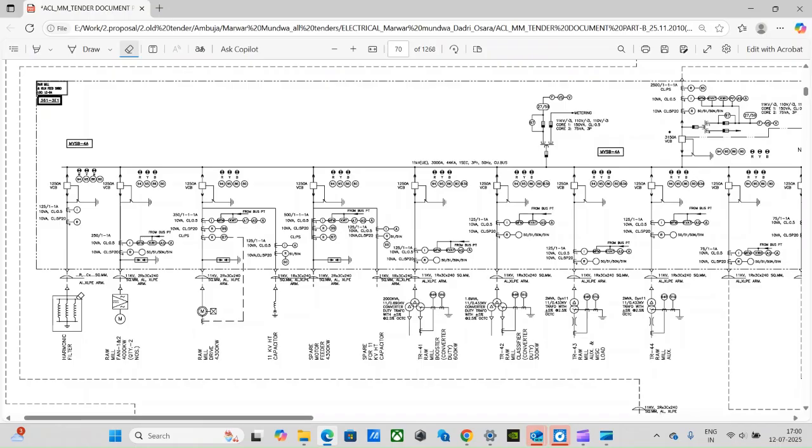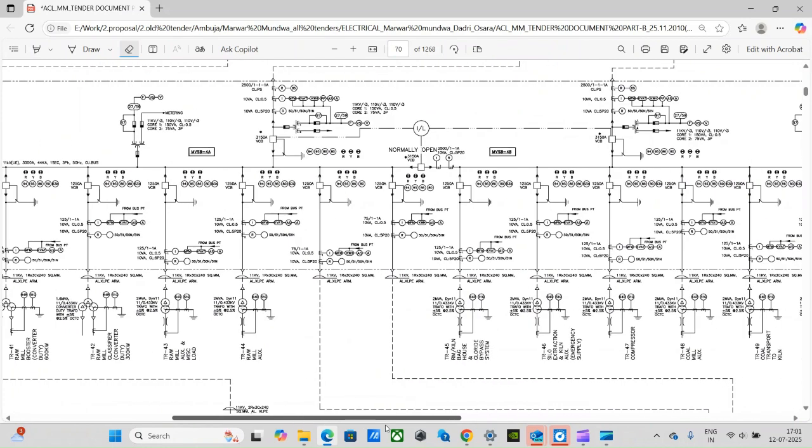If anyone knows what this is, this is a harmonic filter. You can comment the reason why it is used, and I will also prepare a separate video on what a harmonic filter is and why it is used. This is a symbol of an MV motor, and this motor is connected with an LRS, liquid rotor starter. That's how the distribution is.